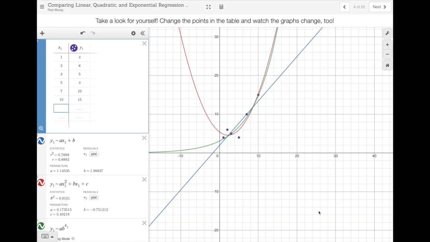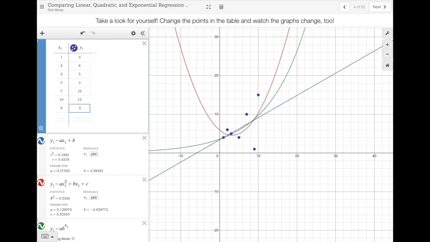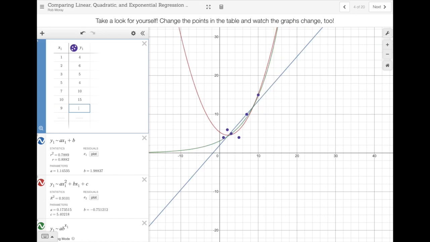Okay, so here we are on slide number 4, and here all I want you to do is just play around with the points and see how the graph changes. Okay, so right now we have a bunch of points, and I don't know, my birthday is 9/15, so I'm gonna add 9/15. So I'll type 9 for x, 15 for y. And you notice that as I add that second point, the graph changes.